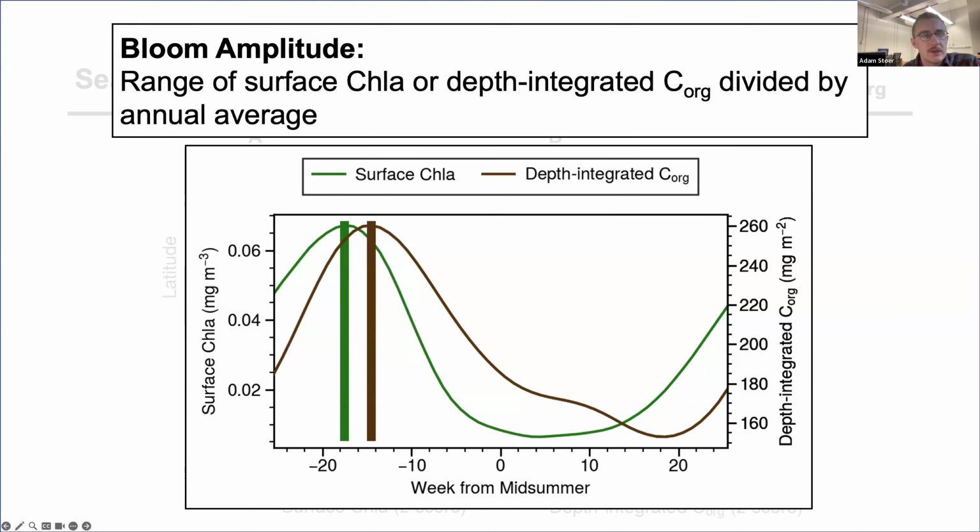And then we also have another metric, which is called bloom amplitude. And that's the range of surface chlorophyll and depth integrated carbon you see throughout the seasonal cycle divided by its annual average. And so that's sort of like a coefficient of variation that's useful for comparing the variation between the two, right?